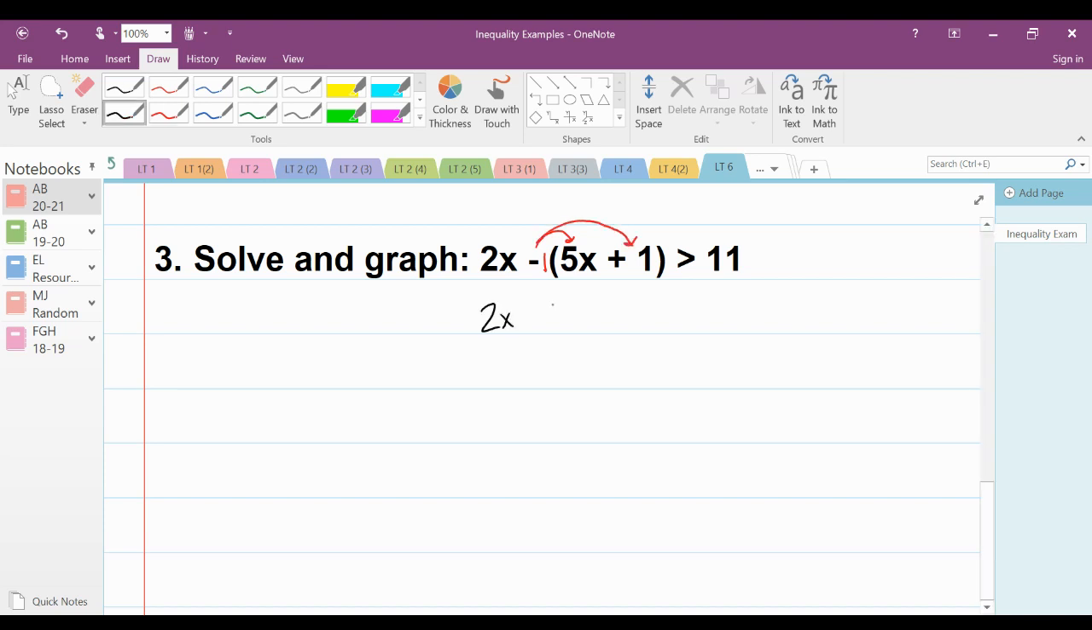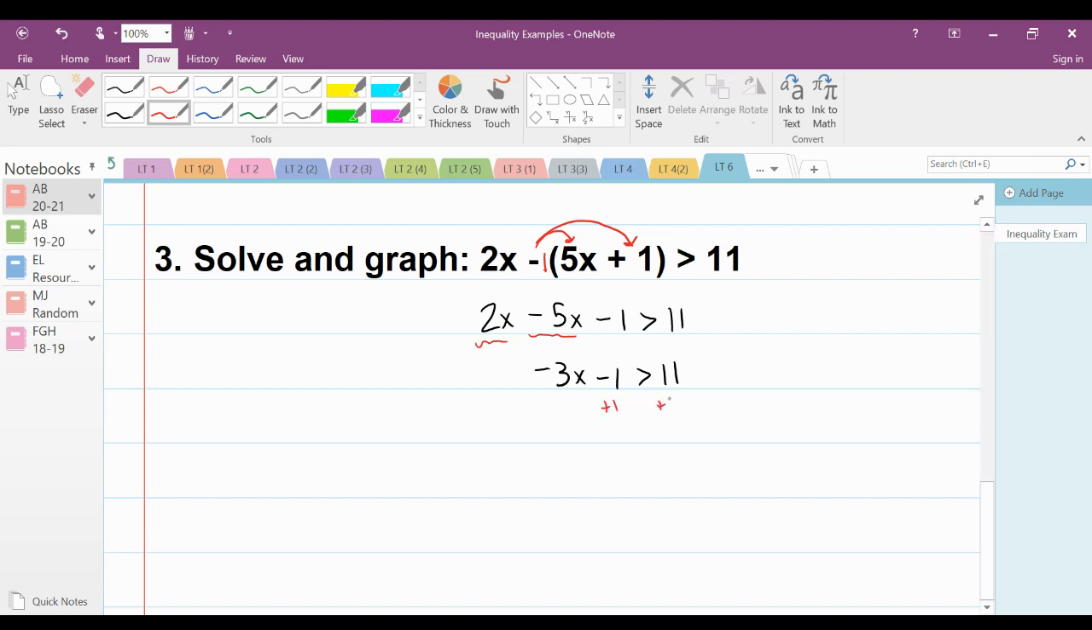Now we're looking at 2x minus 1 times 5x, so minus 5x, and then -1 times 1 is -1, greater than 11. Now we'll combine our like terms of 2x and -5x here, and we're looking at -3x minus 1 is greater than 11. And now it becomes a pretty simple inequality to solve.